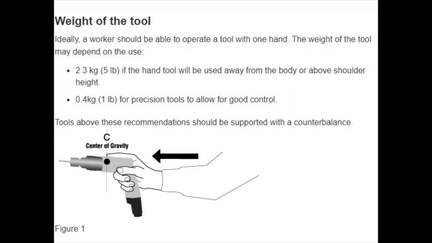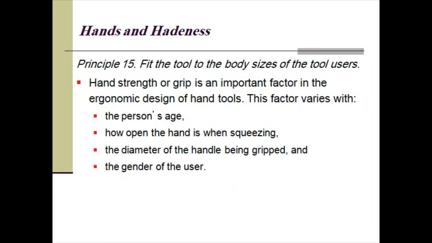One of the major ergonomic concerns of a hand tool design is the weight of the tool. So ideally the weight of the tool should be 2.3 kilos if this tool will be used away from the body or above shoulder height, or 0.4 kilos for precision tools to allow good control. Tools that have weights above these recommended weights should be supported with a counterbalance. And ideally, the center of gravity should be aligned with the center of gripping. Okay, here's how you're gripping this tool, and it's aligned with the center of gravity. So to allow an easy hold of the tool, whether it's in the upright position or downward position.